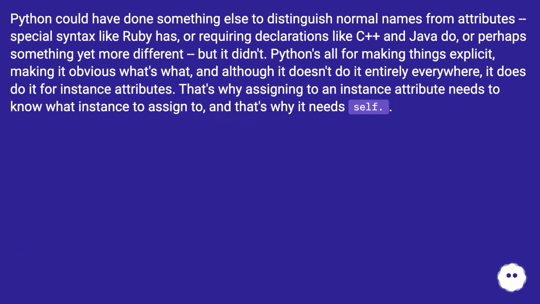Python could have done something else to distinguish normal names from attributes, special syntax like Ruby has, or requiring declarations like C++ and Java do, or perhaps something yet more different, but it didn't. Python's all for making things explicit, making it obvious what's what, and although it doesn't do it entirely everywhere, it does do it for instance attributes. That's why assigning to an instance attribute needs to know what instance to assign to, and that's why it needs self dot.